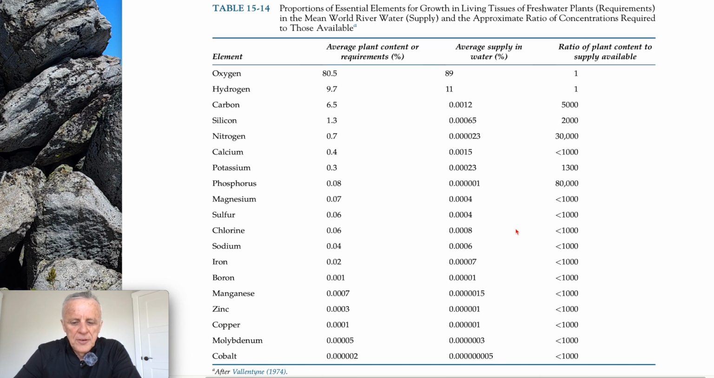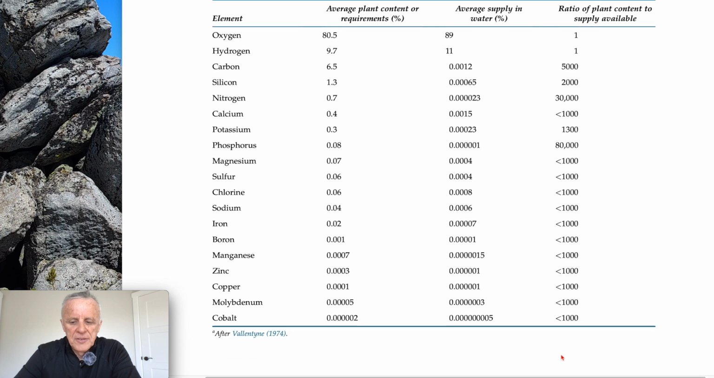And then atoms that are very poorly represented in tissues of plants, for example, cobalt, we have 0.000002, so 2 by 10 to the minus 6, and then here we have probably like 5 to 10 to the minus 8. So we have a factor of 100 between what is available in plant tissue to what is available in waters. And then the ratio of supply to demand is greater than 1,000 for a lot of those.